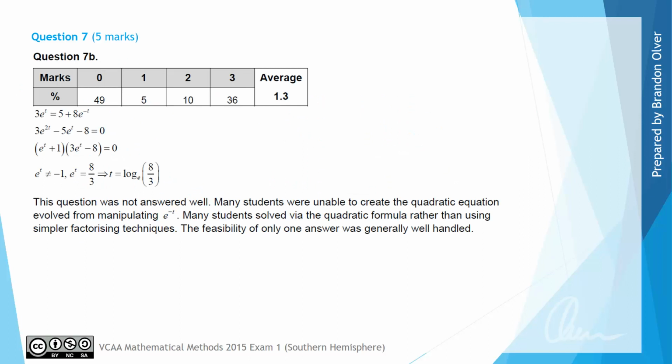From the examiner's report, we can see that 36% of students got full marks for this question, with almost 50% of students receiving no marks for the question. And the examiner goes on to say that the question was not answered well at all. Many students were unable to create the quadratic equation involved from manipulating e to the power of negative t, which we saw on the previous slide. For those who could get the quadratic equations, many of those students solved using the quadratic formula rather than using a simpler factorising technique. The feasibility of only one answer was generally well handled by students.